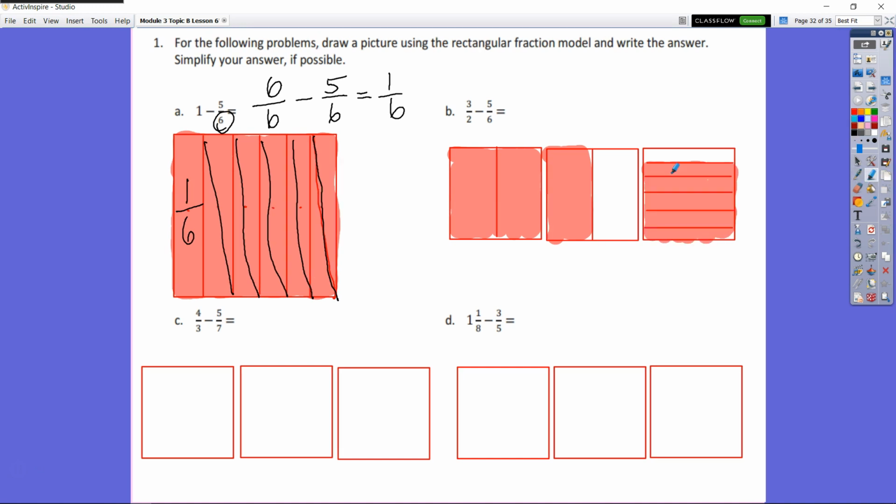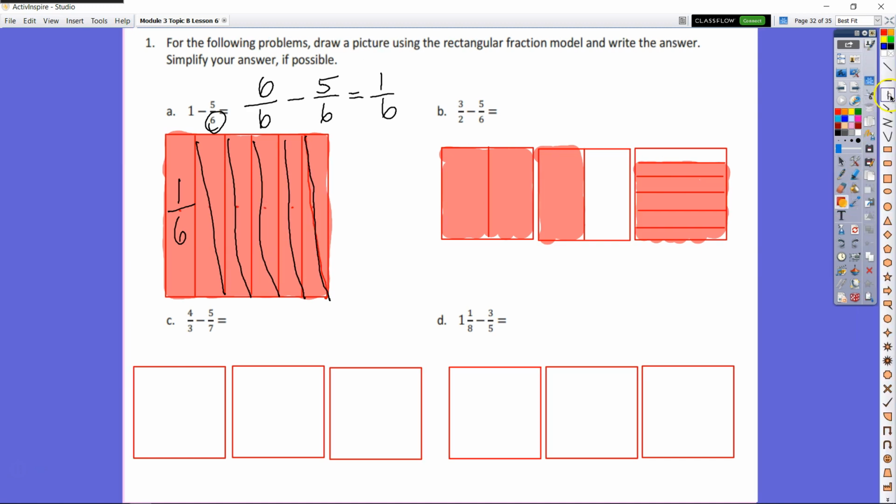All right, now what do I need to do to make these fractions look equal? I need to split my sixths into halves and my halves into sixths. To do that, I'm just going to take another line, and in this case, it's going to be a vertical line, and I'm going to split it here. So now each one of my sixths has been split in half. So now I have twelfths. Instead of 5/6, I have 10/12.